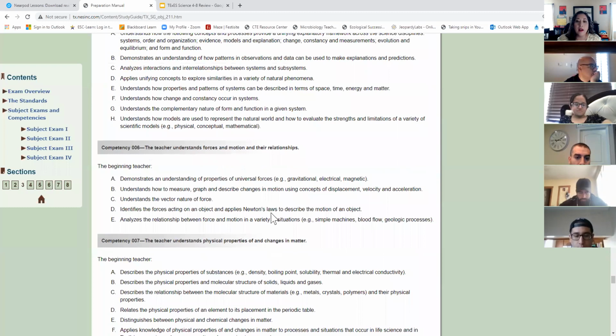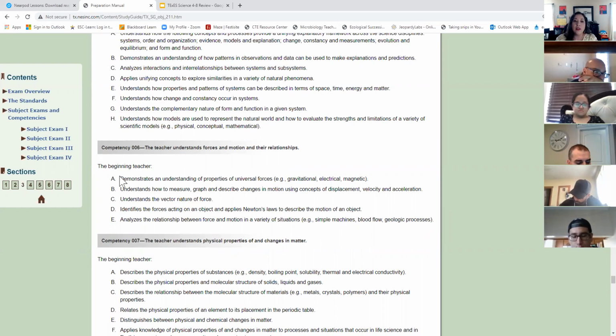There we go, forces. So you have to understand the different forces, but then you also have to understand how they work. It mentions a variety of situations, right? So not only thinking about objects, but also looking at Earth, and so that's why that video mentioned how forces are going to be involved in that.